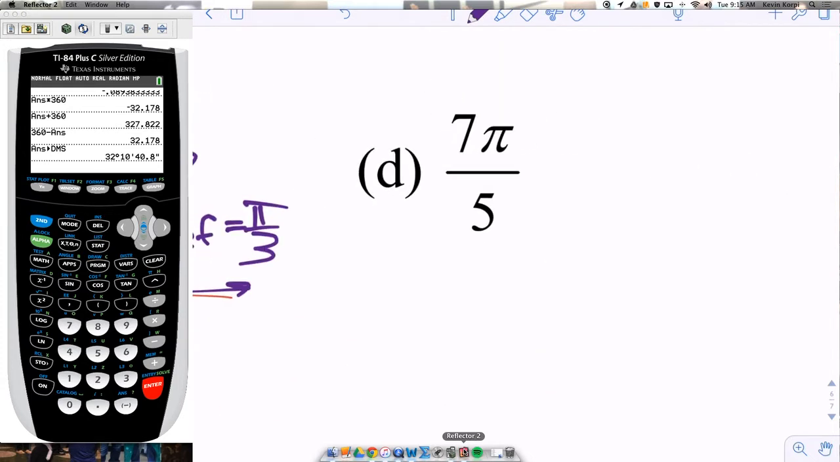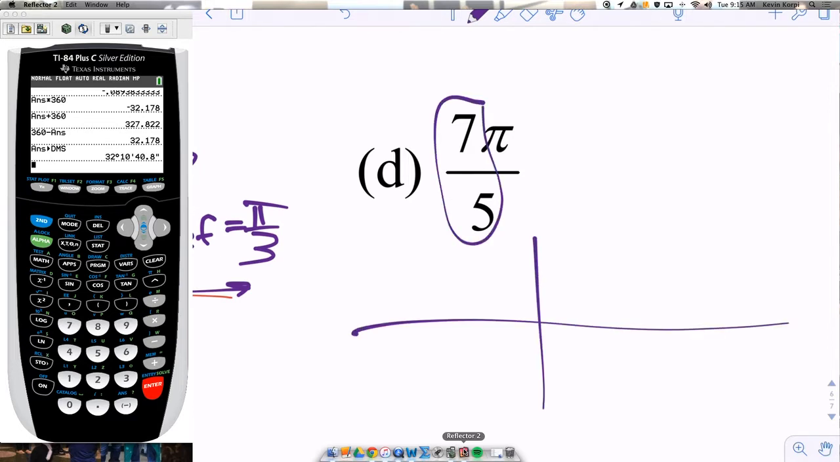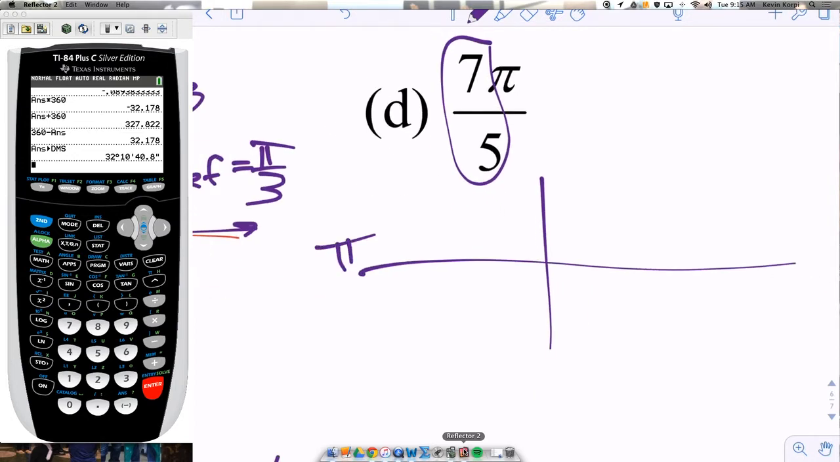7 pi fifths. This one's kind of funky. Let's figure out where this guy terminates first. 7 fifths, is that bigger than 1 or less than 1? It's bigger than 1. So if this is pi over here, that's going to be the same as 5 pi fifths. Agreed? Now the question is, if I go past there, am I going past pi enough to get past 270? Well, here's a real quick way to tell. If that's 5 pi fifths, this is pi halves. What's half of 5? 2.5. So that would be the same as 2.5 pi fifths.